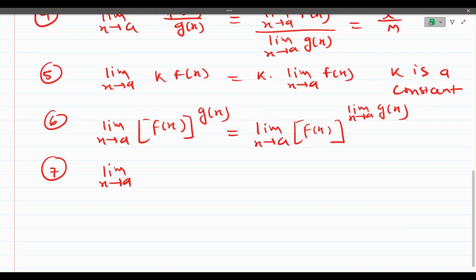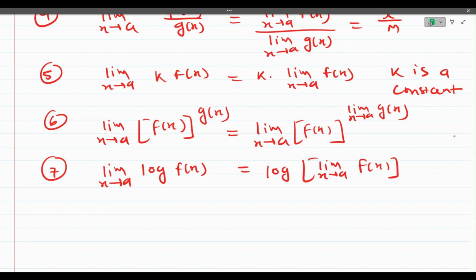If it is limit as x tends to a of log f of x, then first we can find the limit and then we can put the log. And that can be log L. Here we can write it is L to the power of M.